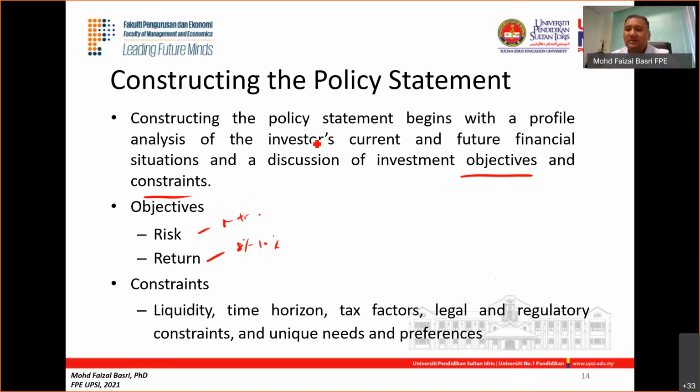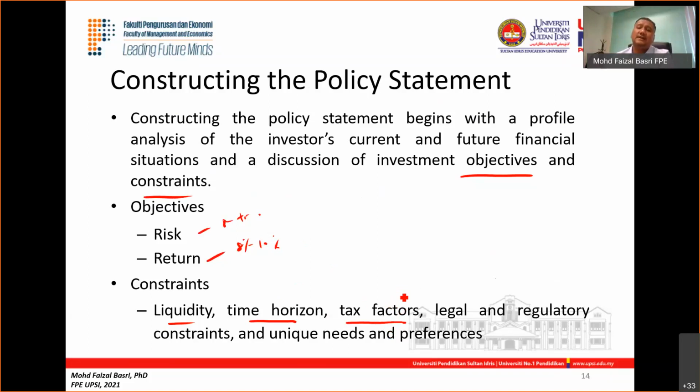And the constraint, okay, constraint maybe kita kurang cerita tadi. So the type of constraints, okay, can be gauged from this situation. Liquidity, time horizon. So time horizon, kalau you present tadi ada dalam question ni, they ask about time horizon, how long you want to invest atau how long you have your money for investment. The tax factor, okay, some individual may have certain element about tax, especially for those with high income.